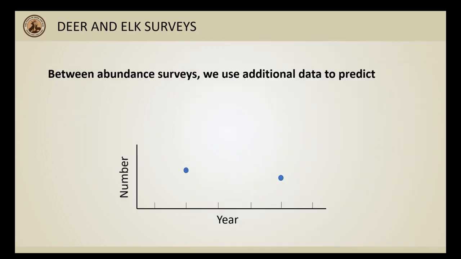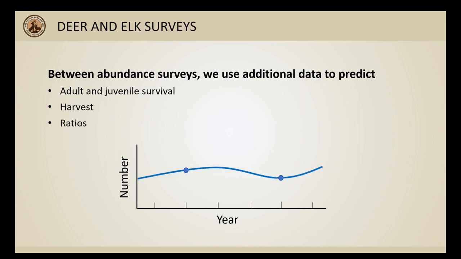You might wonder what we do to understand abundance in years when we don't conduct an abundance survey. We can utilize other data that we collect, like survival of adults and juveniles in the population, which we will talk about more in our next video, harvest levels, which we get from mandatory harvest reporting, and ratios from composition surveys to predict how abundance changes in between survey years.